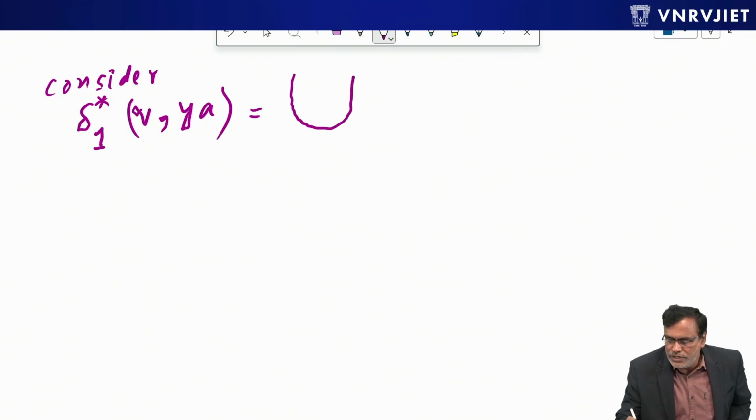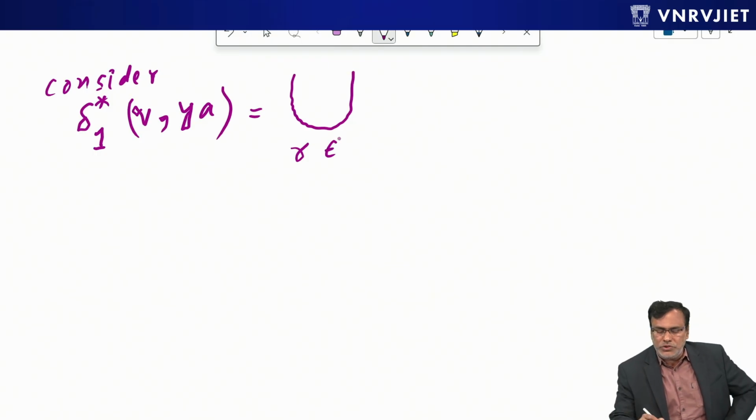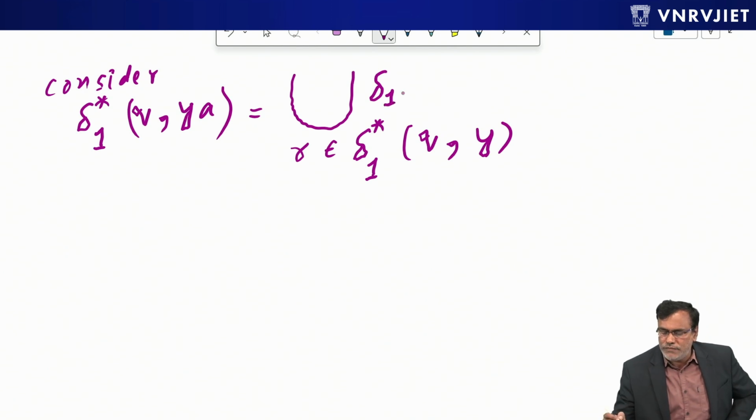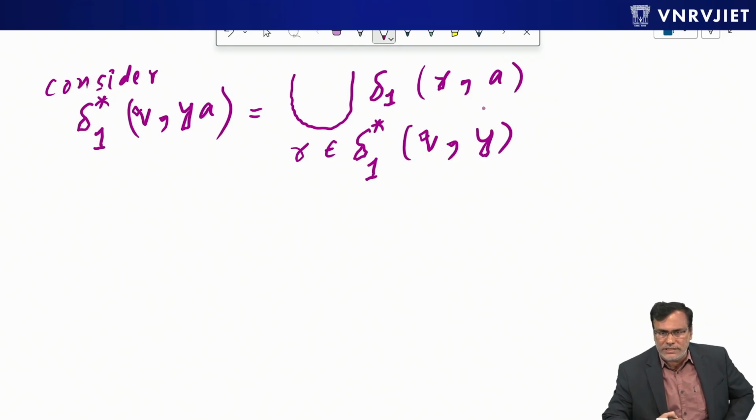Union of R belongs to. So what I am using here, delta 1, right? Not delta. So R belongs to delta 1 star of Q Y, right? Delta 1 of, be careful, this is delta 1 of R A. So this is from the definition of this NFA. You know NFA's delta 1 is the transition function of NFA, right?